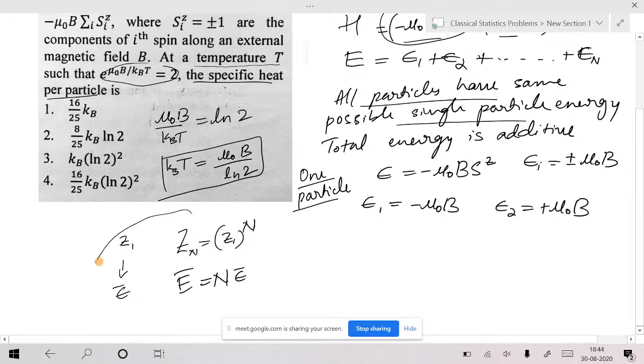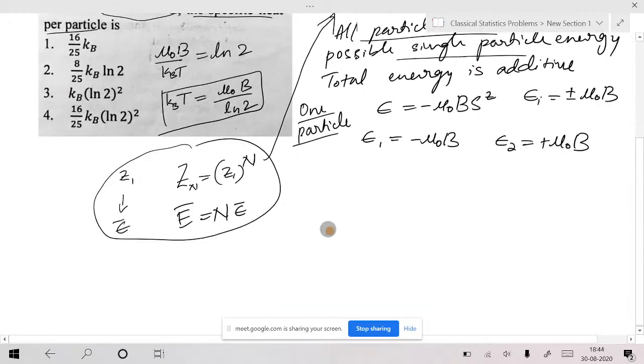We can use all of these when energy is additive, and each of these single particle energy levels are modeled exactly in the same manner. In that situation you can make use of all of these. But anyway, he's asking for specific heat per particle, not for n particles here. I can find CV per particle. I can write specific heat for n particles as n into CV. So those are all related like this.